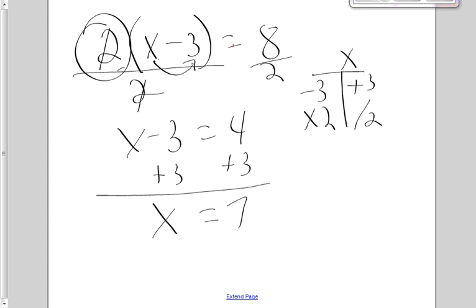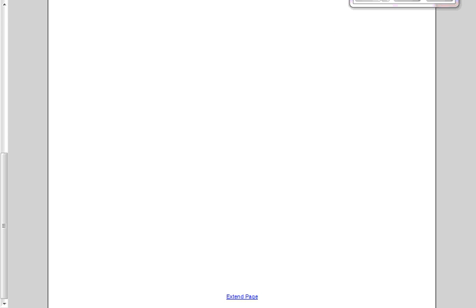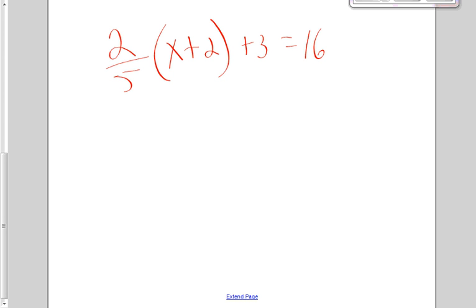We can check this by putting the value of 7 into where the x is, and we have 7 subtract 3 is 4. 4 times 2 is 8, so it works out. All right, let's get even a little bit more complex than that. Let's get this one, 2/5 x plus 2 add 3 is equal to 16.